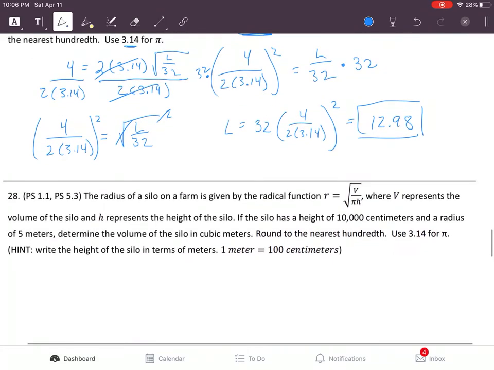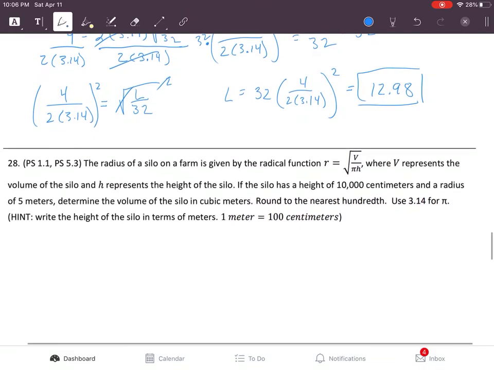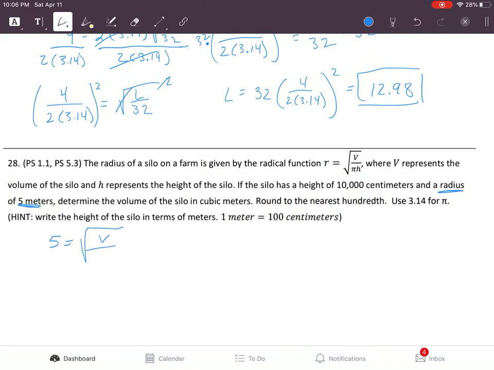All right, number 28, same kind of idea. Okay, so we're given this equation. We have R. If you look at the question, it says the radius R is 5 meters, so we have 5 is equal to. Okay, we're trying to find V. We're given pi is 3.14 again.